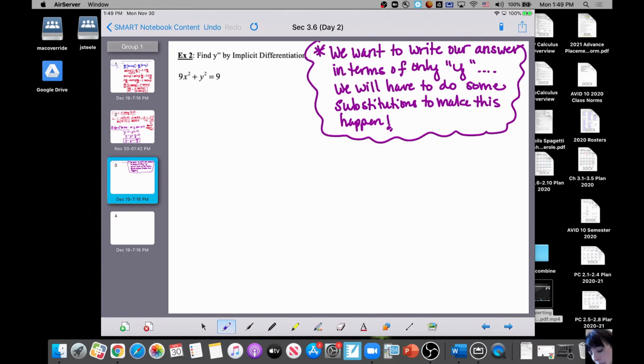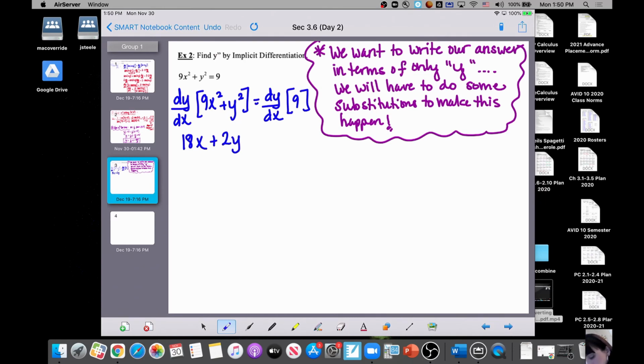I'm going to begin example 2 the same way I begin every other example. I'm going to show that I'm doing implicit differentiation on the left side and on the right side of the equal sign. So dy dx of 9x squared plus y squared equals dy dx of 9. And then when I take the derivative of the first term, the derivative of 9x squared is going to be 18x. And the derivative of y squared, bring down the 2, is going to be 2y, but this is chain rule, remember, so multiply by the derivative of y, which is y prime.